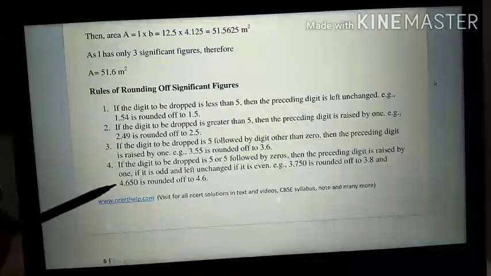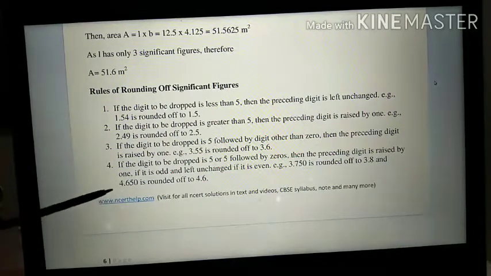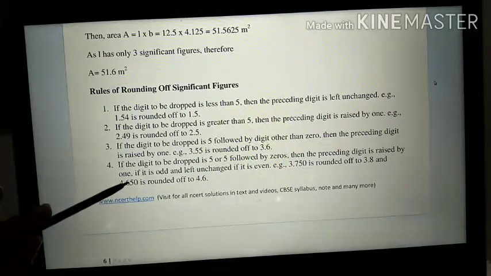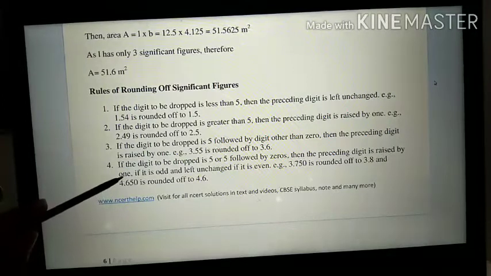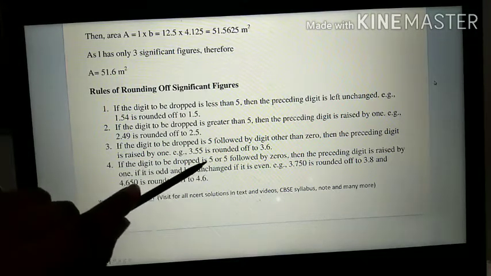Another example is given: 4.650 is rounded off to 4.6. How? Here before the 5 the preceding digit is 6, so it is even. So when the preceding digit is even, it is unchanged.